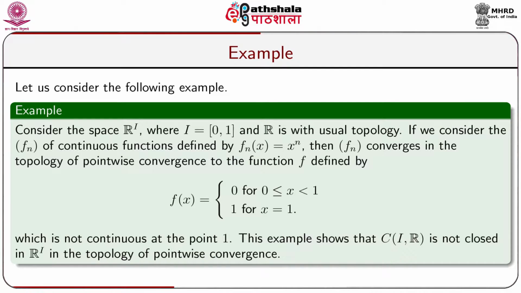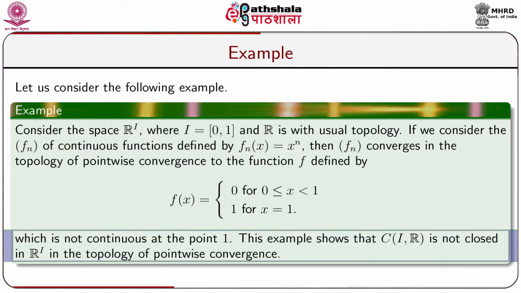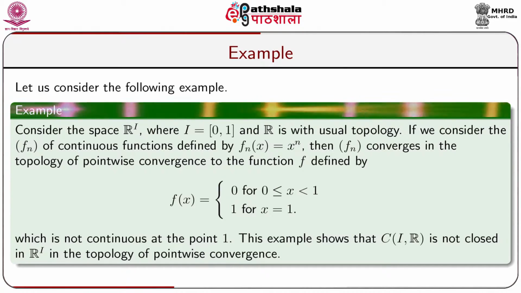But the function f, which is the limit of the sequence f_n in the topology of pointwise convergency, is not continuous at the point 1. This example shows that the set C(I,R) is not closed in R to the power I in the topology of pointwise convergency.